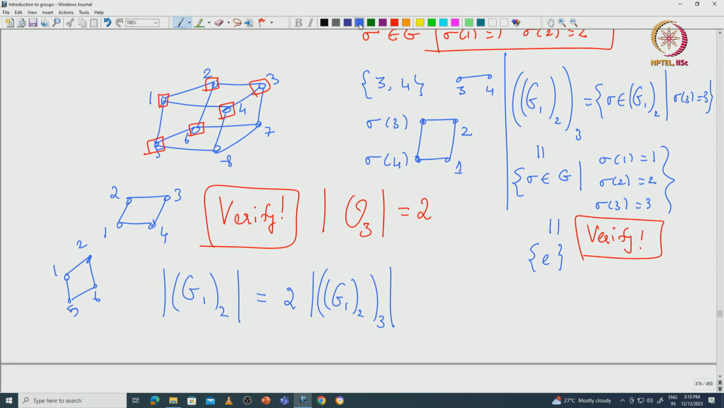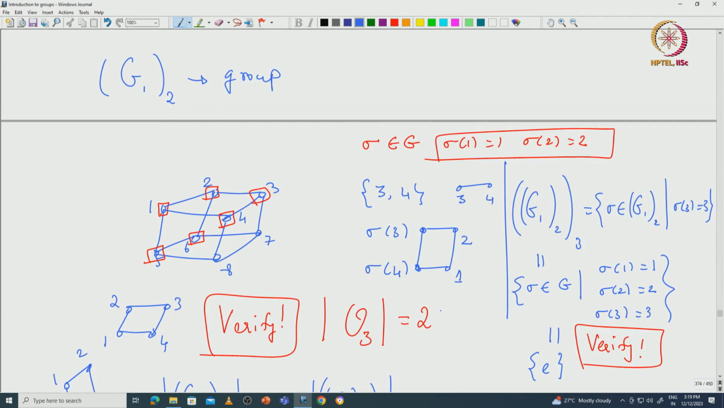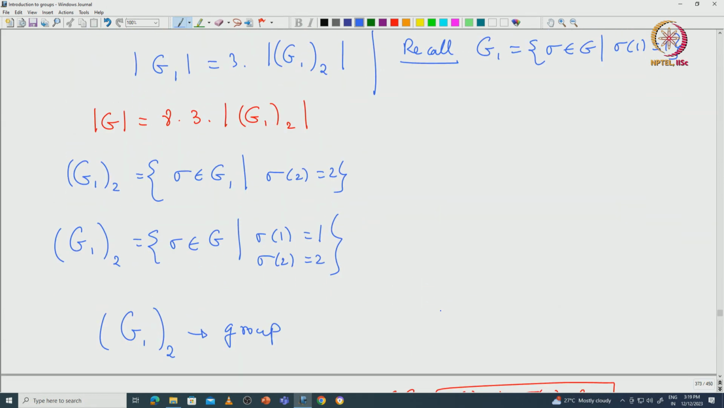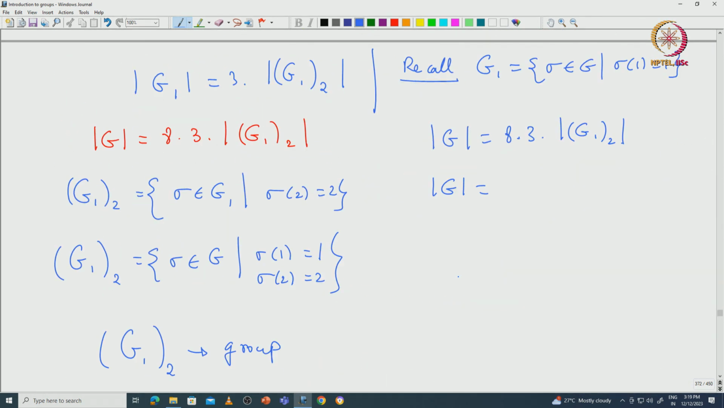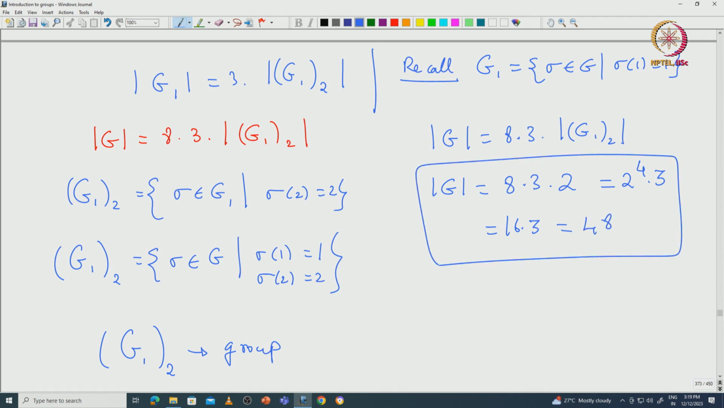So then using this you can see that this is exactly equal to 2. So if you go back to our formula, what does our formula say? The cardinality of G equals 8 into 3 into the cardinality of G12. We just verified that the cardinality of G12 is nothing but 2. So in particular the cardinality of G is 8 into 3 into 2. So that is 2 power 4 into 3, which is 16 into 3. So that is 30 plus 18, 48. So that is the cardinality of G.